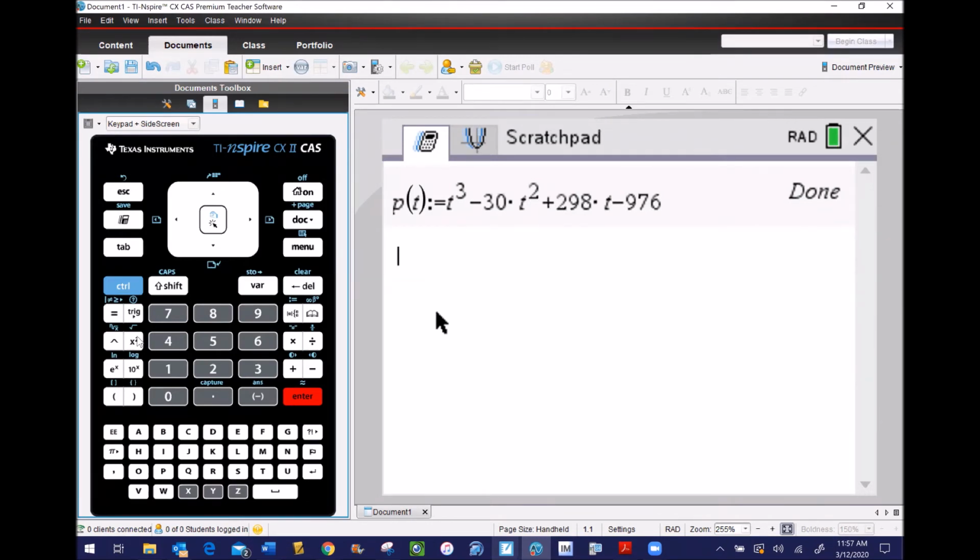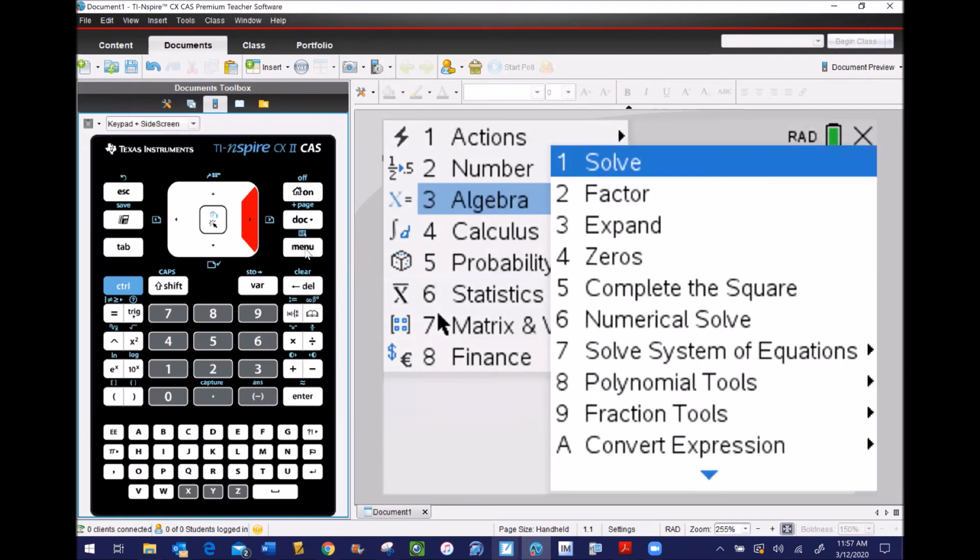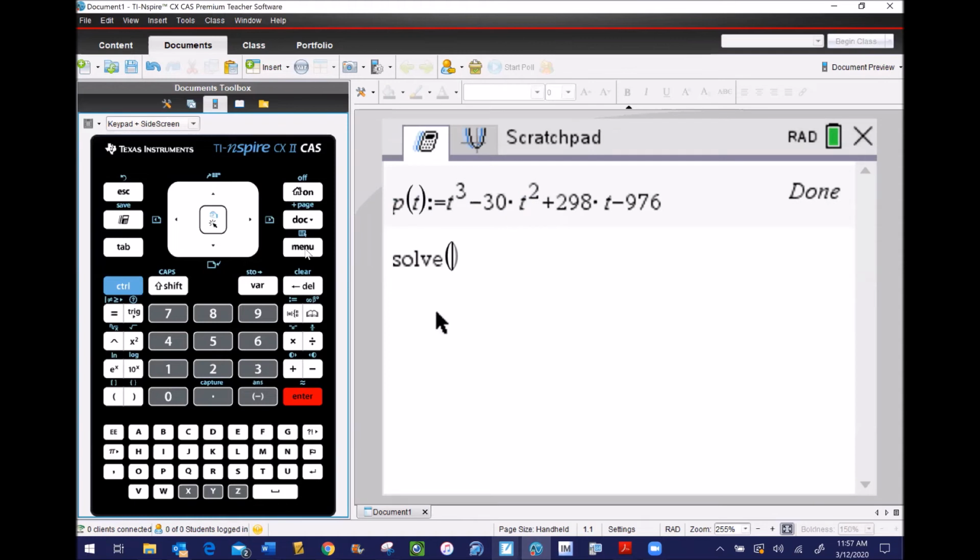And then the next thing that we want to do is take the derivative of this and set it equal to 0. Well, I know that the derivative of this is pretty easy to do, but I've got a calculator, right? I've got a calculator that computes derivatives. So I'm going to go ahead and go into the menu option and use algebra. And let's tell this thing to solve the derivative of this P of T.